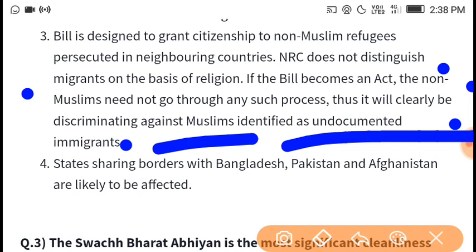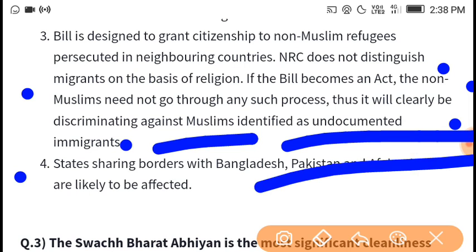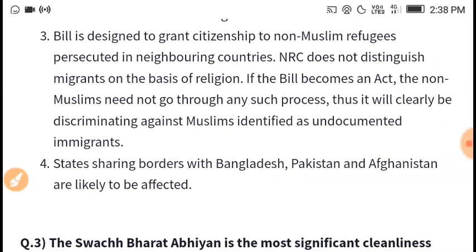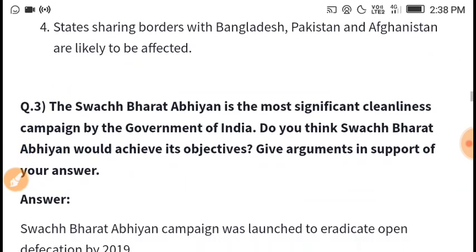It will clearly discriminate against Muslims identified as undocumented immigrants. States sharing borders with Pakistan, Bangladesh, and Afghanistan are likely to be affected.